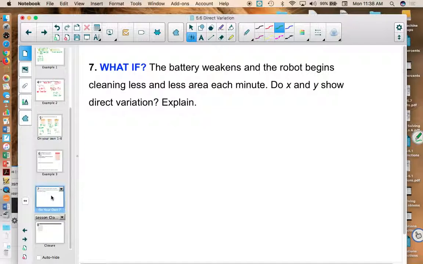Number 10. What's it tell you to do with number 10? Graph it. That's pretty simple. So finish.